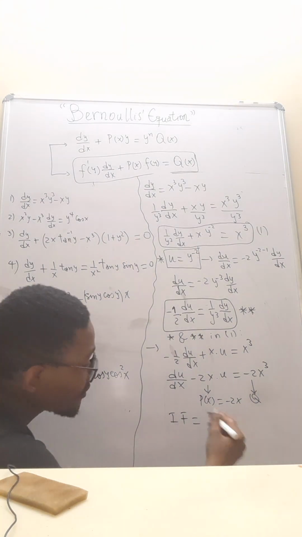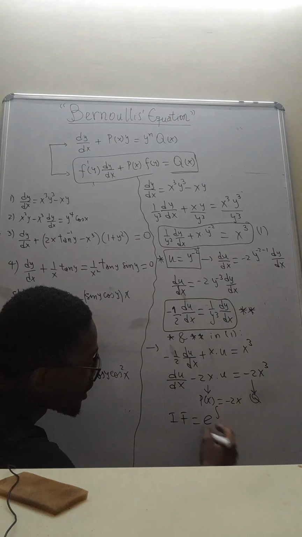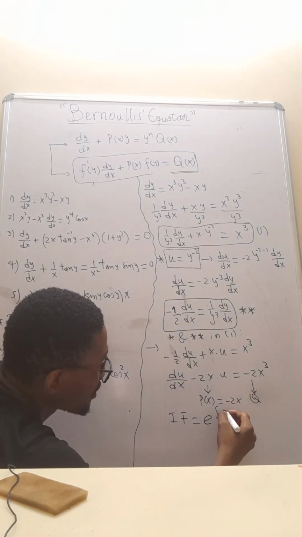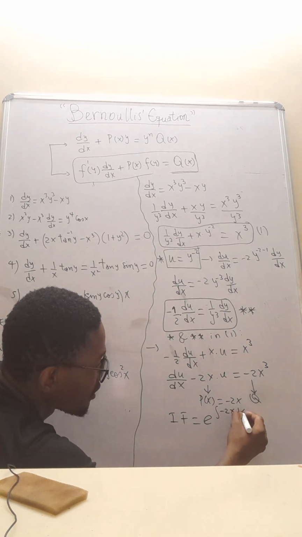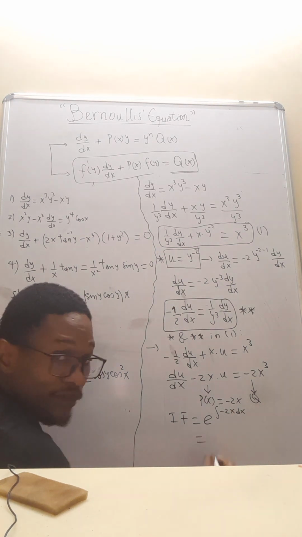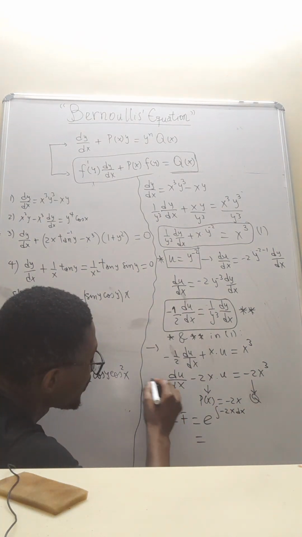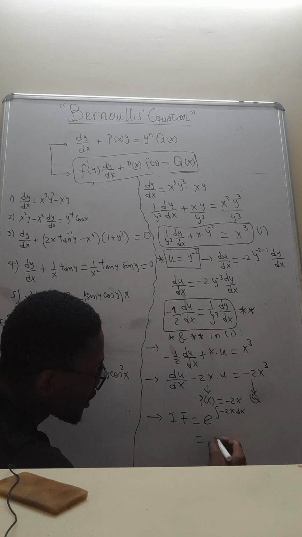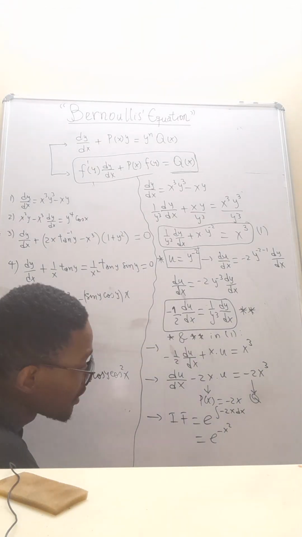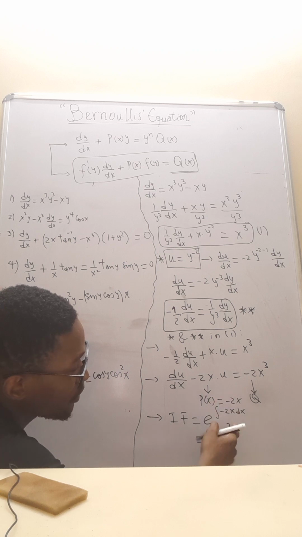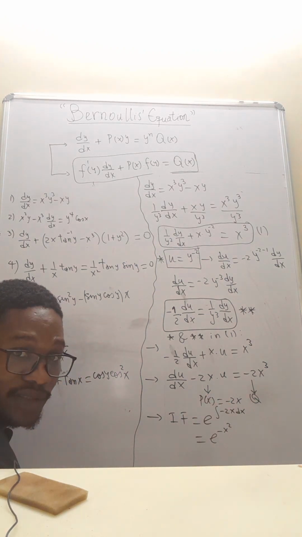The integrating factor will be Euler raised to the integral of p of x. What is p of x? It is minus 2x dx. Then you can find the integration of this. What will be the integrating factor? It will be Euler raised to minus x squared, because this integration is minus x squared by 2, the 2 by 2 cancels out, so minus x squared.